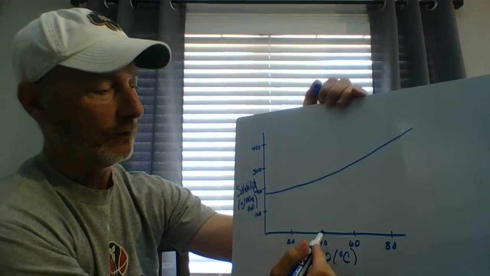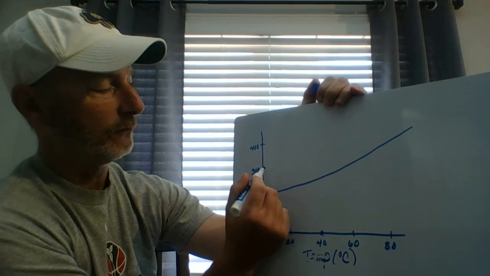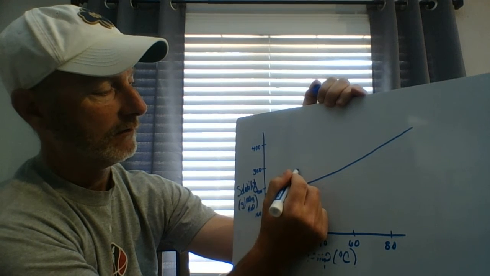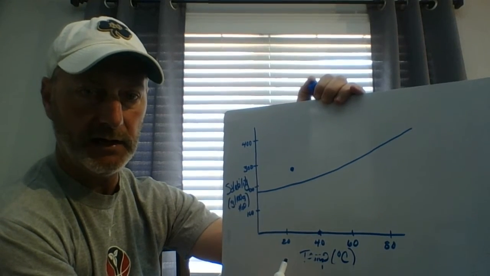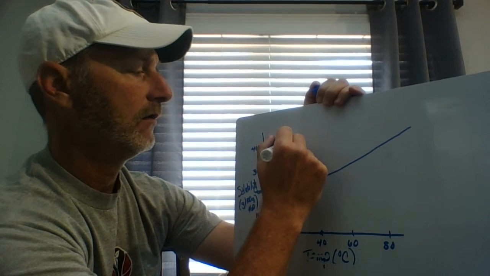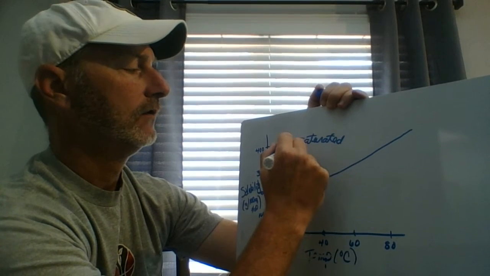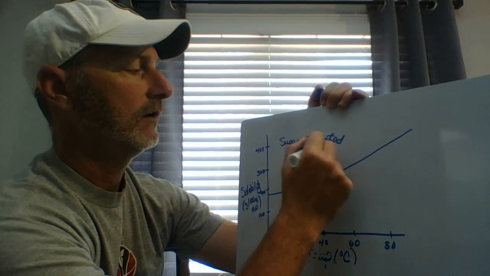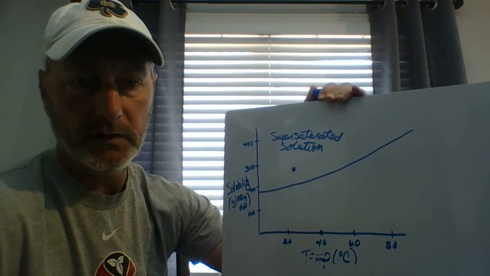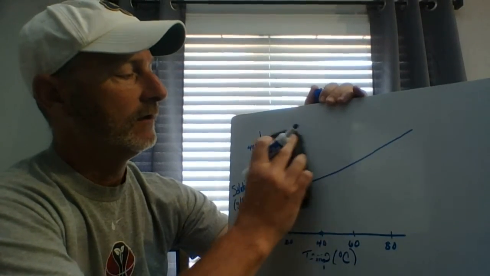So if we look at another one, let's say we put 300 grams at 30 degrees. Now we're above the line. Above the line means we've got a supersaturated solution. So we're above. We have more in there. There's more there than we can dissolve for that volume of solvent. So if we get above the line, we can have that as well. So we've got to watch those two.